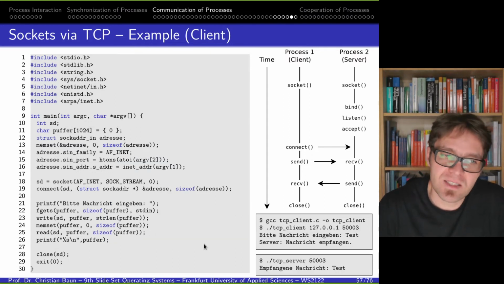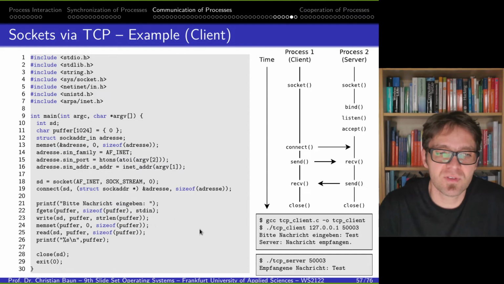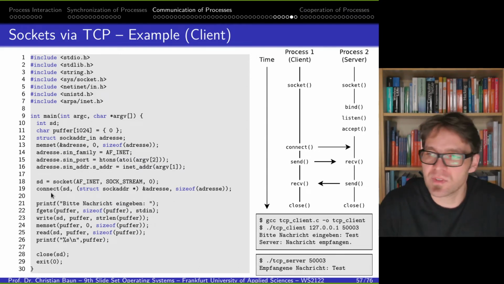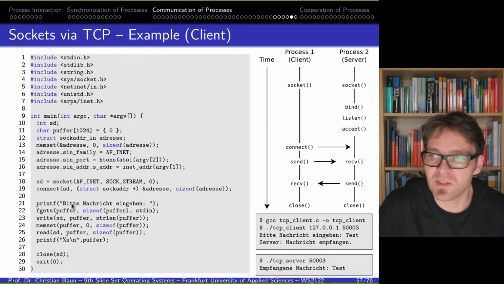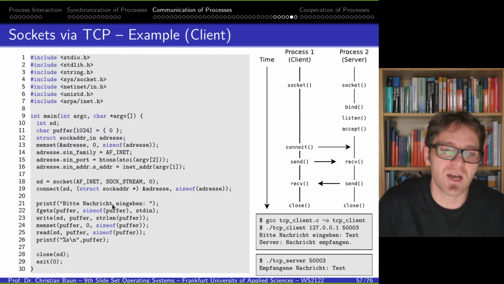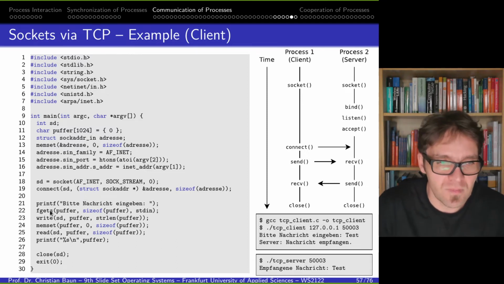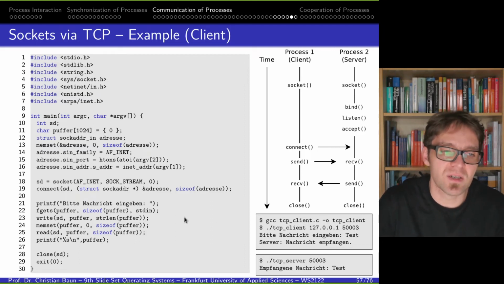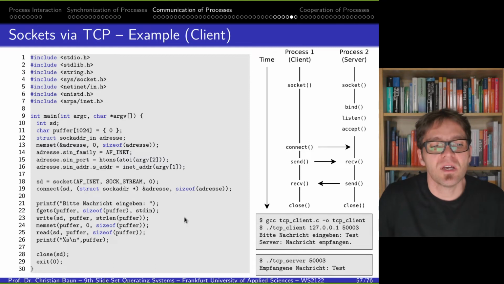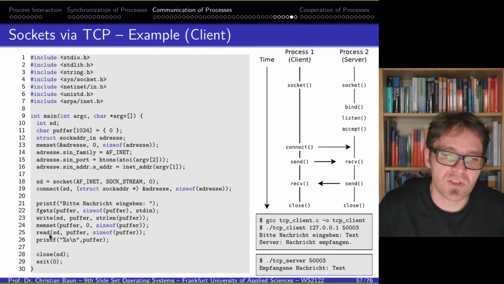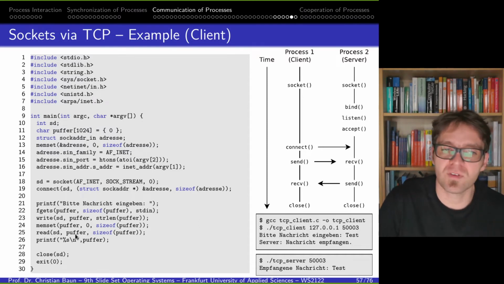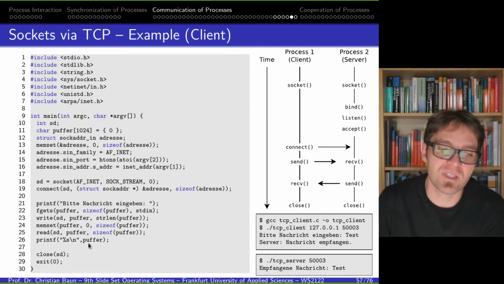On client side it's not much different, so obviously again we create our socket with the socket function. We expect here the user to type a message in line 21, and we will write this message into the socket. We will read a message out of the socket and print out the content of this buffer, so we will print out what we have received.